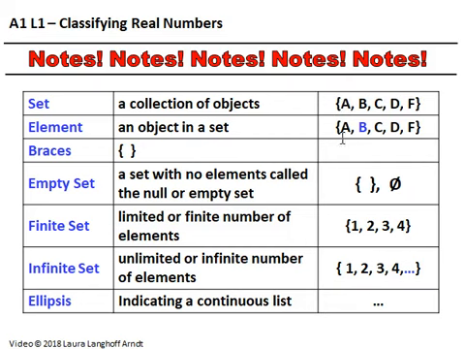And you can see that if we have 5 elements, the element is the object in the set. For example, the highlighted element is B. There are 5 elements. One of the elements is blue. The braces are these cool little things that we write.